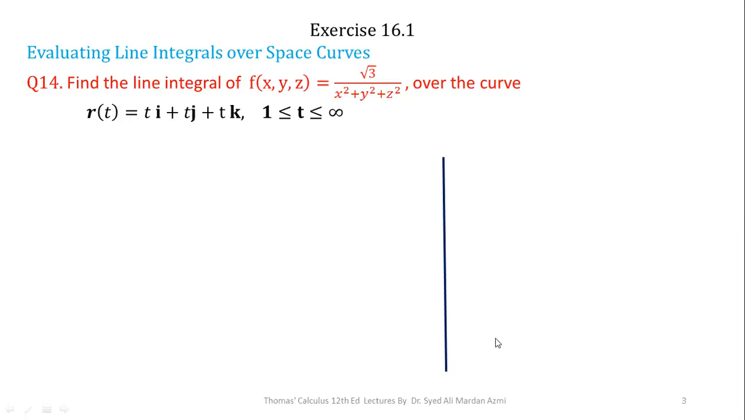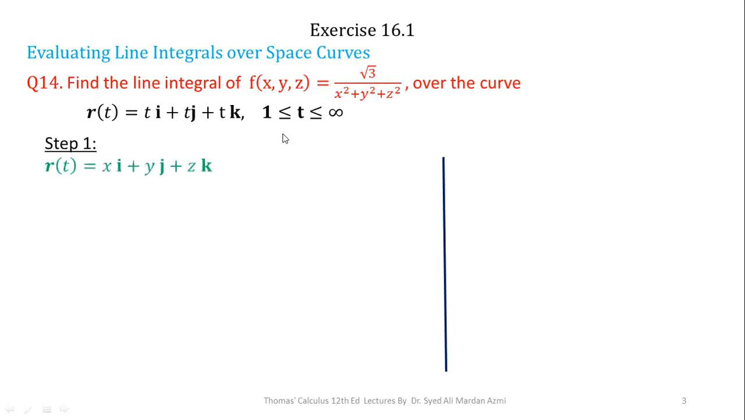Next, after knowing these basic things, we will move on to question number 14 of exercise 16.1 from Thomas Calculus 12th edition book. Here, what is the requirement? Find the line integral of this function f of x, y, z is equal to square root of 3 divided by x square plus y square plus z square over the curve r of t is equal to ti plus tj plus tk, and the limits of t are 1 to infinity.